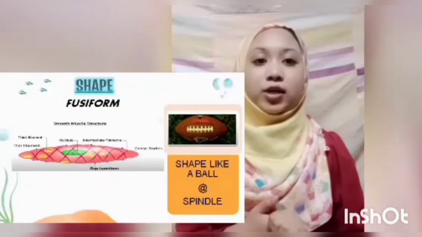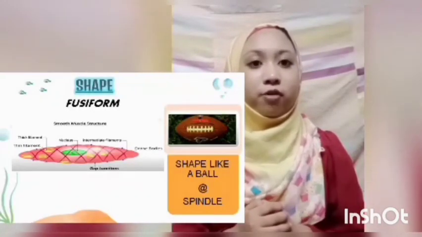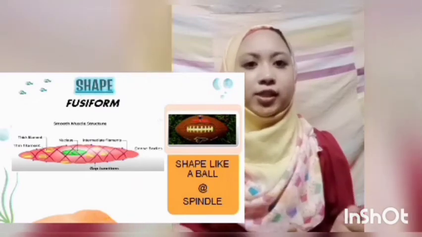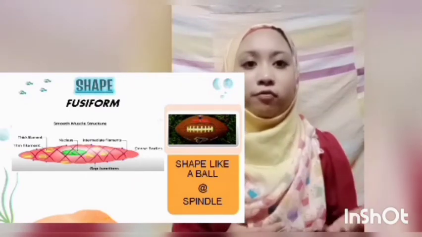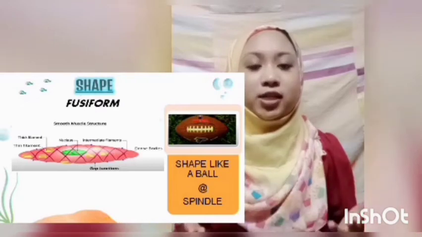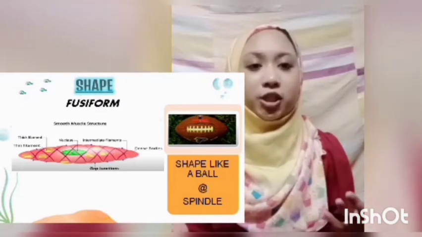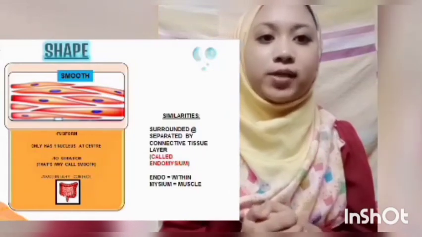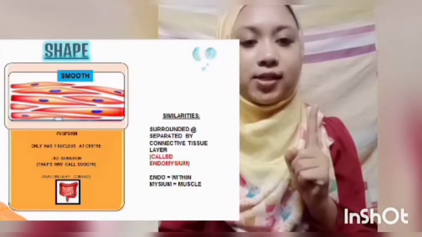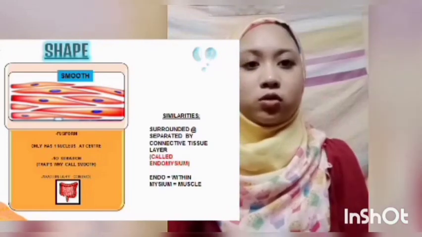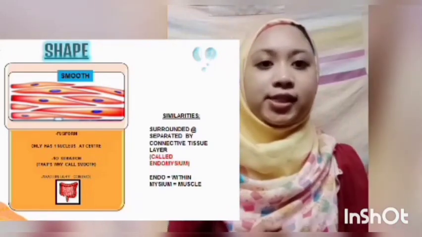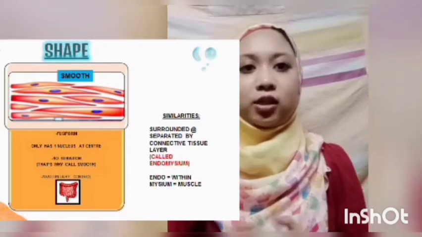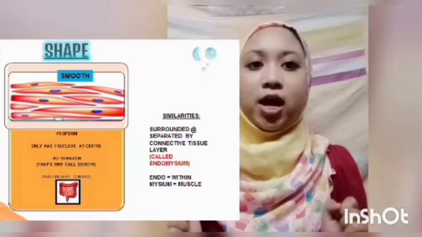Okay, now let's take a look at the shape of smooth muscle tissues. As we can see, smooth muscle tissue is shaped like a fusiform, or we can compare it to a football or spindle shape. Now let's move to the other parts. Smooth muscle tissue only has one nucleus at the center. It also does not have striations, and this is the reason why it is called smooth muscle cells. And the last is that smooth muscle tissue is under involuntary control.